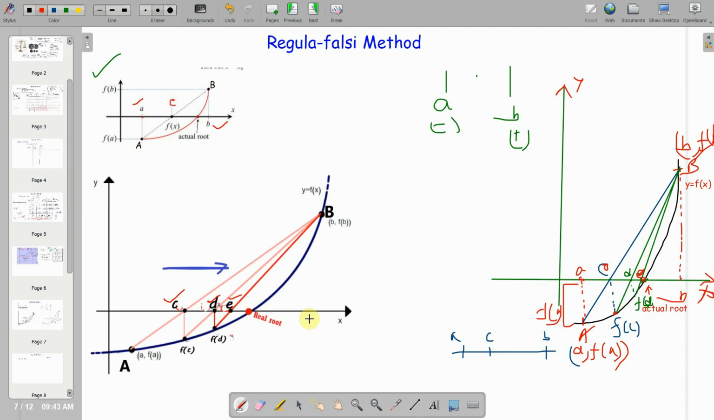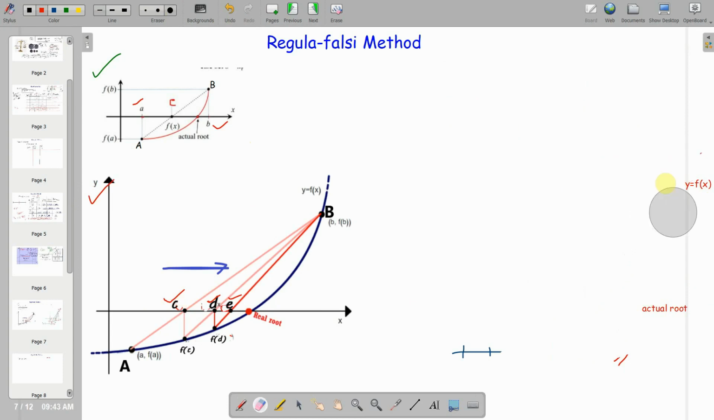So how is this generally done? What's the formula? How will you calculate C? That should be your question now. How can we calculate C? So let's consider this figure. Okay, I'm erasing other parts. So consider this line, ACB line. The first approximation I am taking. If I consider the AB line, that's the first line or first approximation.